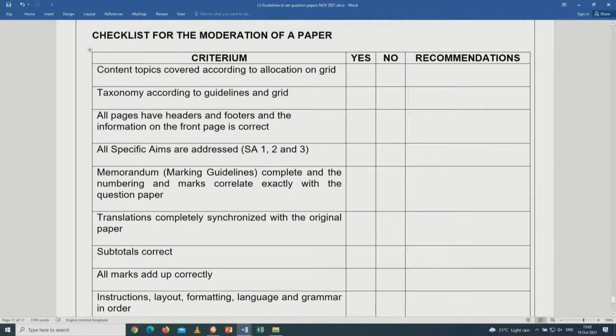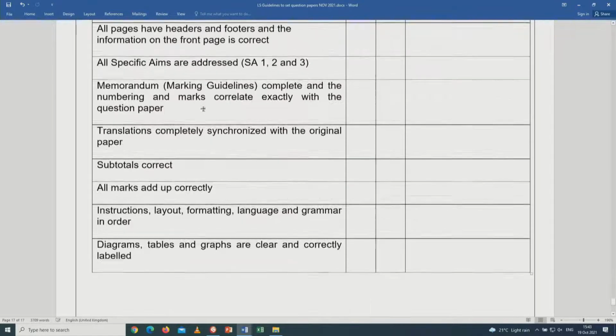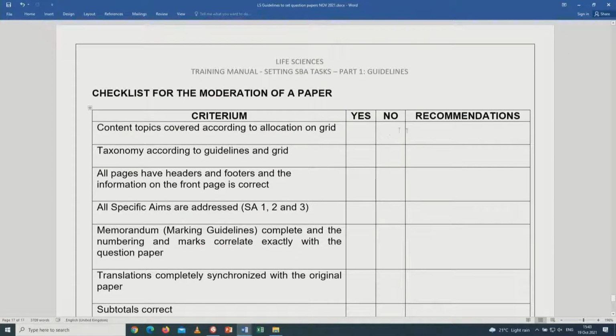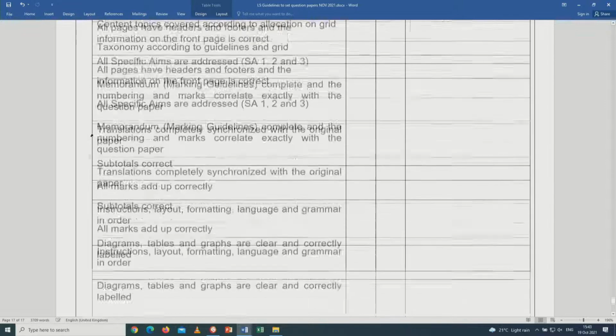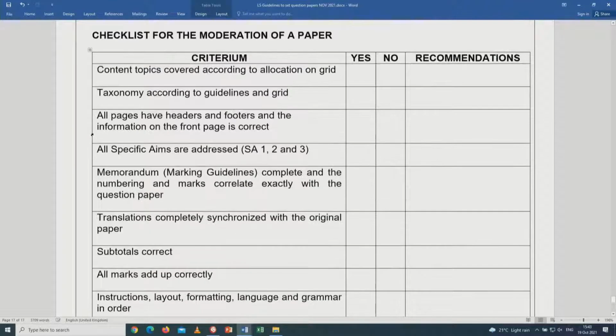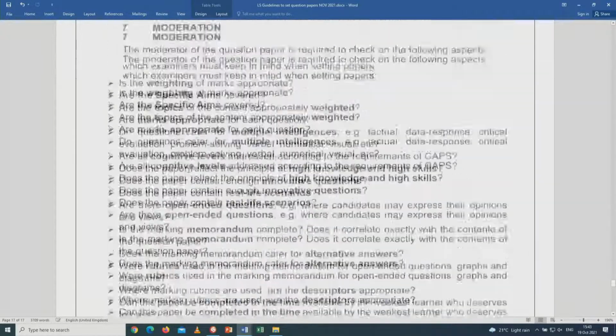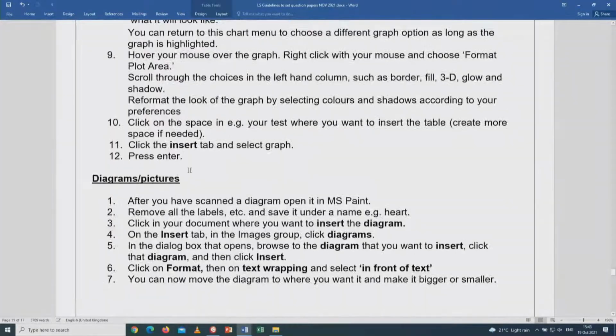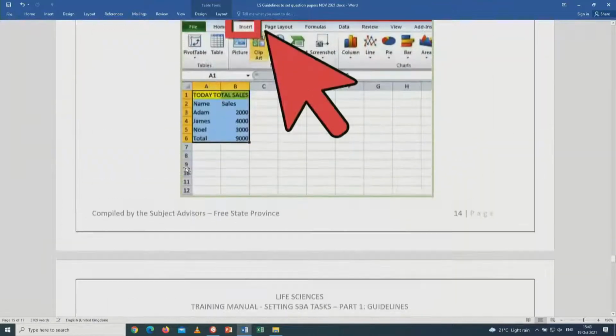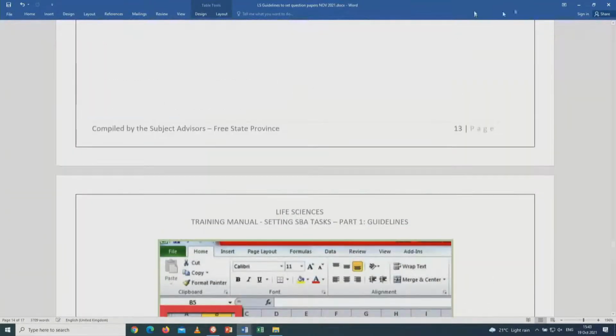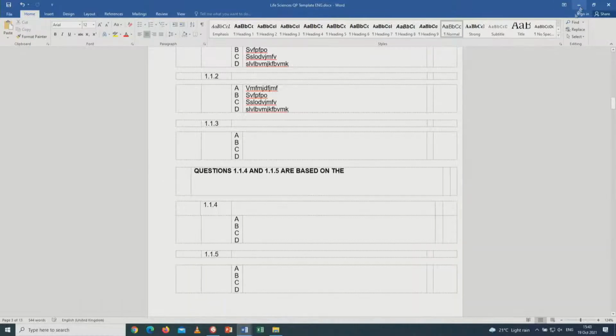Your departmental head or your colleague in a neighboring school uses this tool to check your paper beforehand and give it back to you with, yes, it is there, no, it's not there, and recommendations. It's a very simple, short tool for pre-moderation. For post-moderation, when you moderate scripts of learners, there is another tool in your subject assessment guidelines, of course. So this information is in the document that we will send to you.